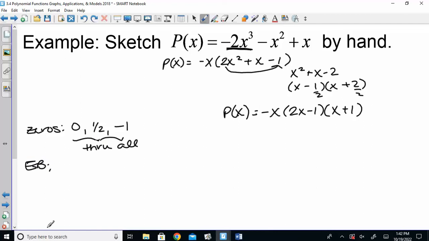In behavior, if I look at the original, negative 2x cubed, what's that end behavior going to be? Up, down. It's odd, so it looks like a chair, but the negative flips it. Y-intercept, if you plug in a 0 for all of your x's, what do you get? 0.